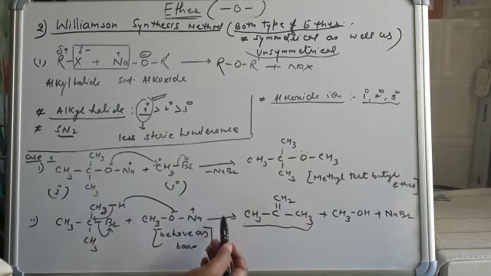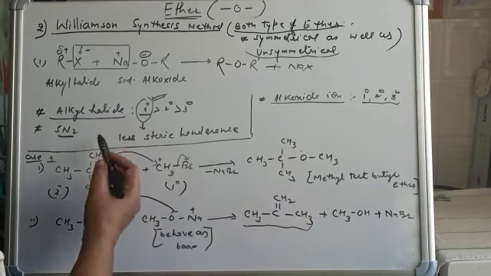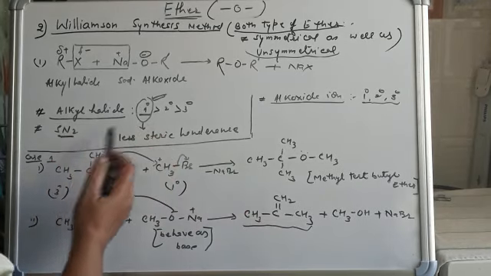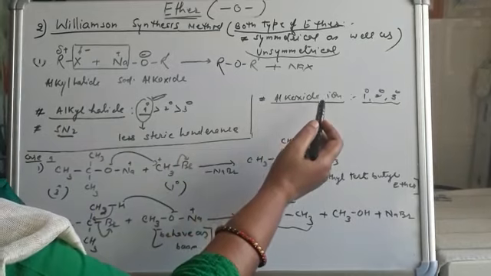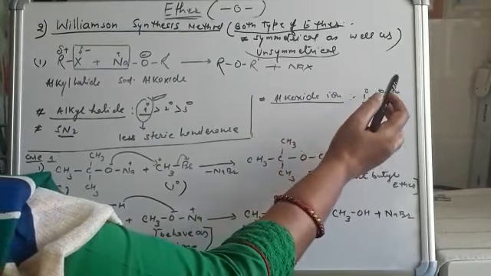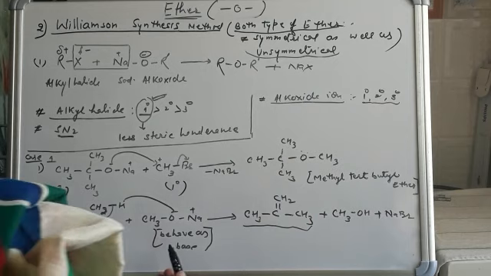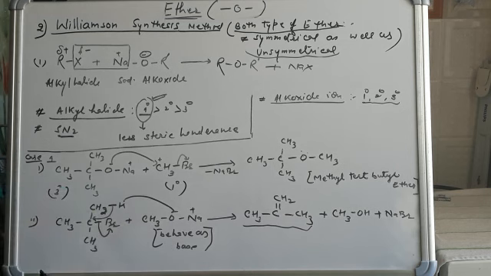So the condition must be remembered: alkyl halide must be 1 degree, because this reaction proceeds through SN2, and the alkoxide ion may be 1 degree, 2 degree or 3 degree. These are the limitations of Williamson synthesis. So learn it properly: the Williamson synthesis method for preparation of ether, as well as the limitations of Williamson synthesis.